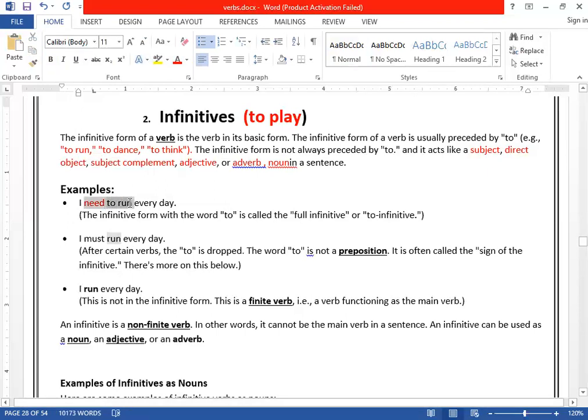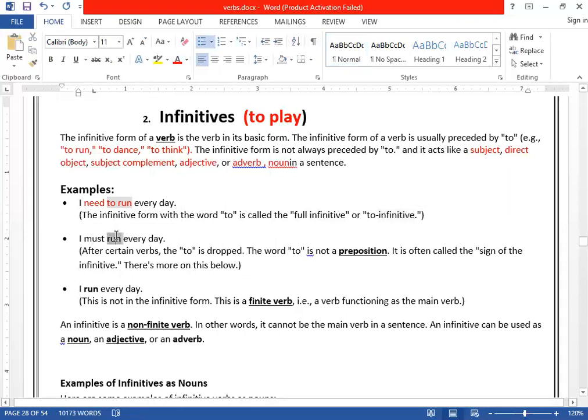This word is called what? This is not a noun now. Infinitive, it can function as a noun. Now you will understand better, in a proper way, when it functions as a noun, when it functions as an adjective, when it functions as an adverb. So I need to run every day. In this case, the infinitive with the word to is called full infinitive or to-infinitive. Later on, we will study these things.